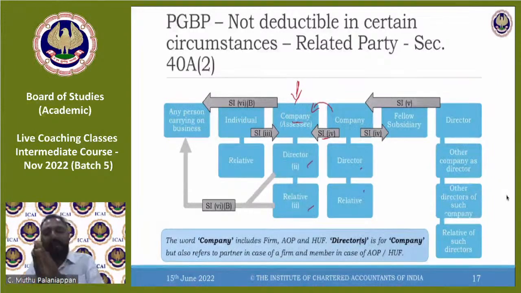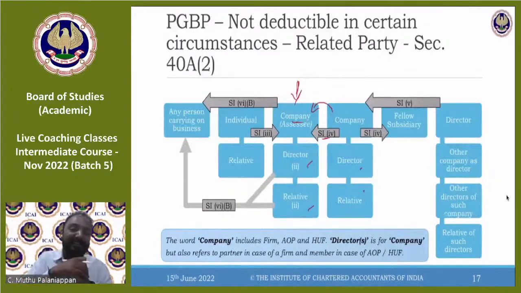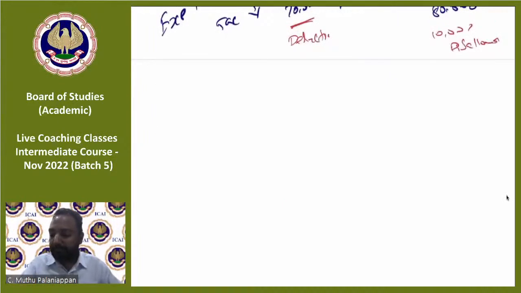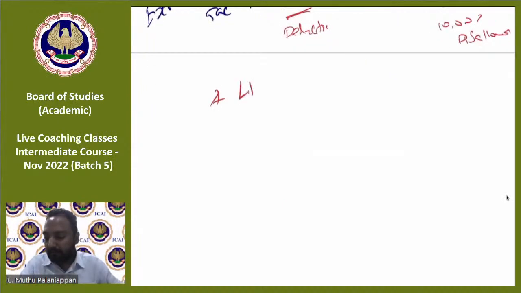Please understand, when a company owns a substantial interest in another company, not just that company, the directors of that company, the relatives of the director, everyone becomes a related party. Similarly, if there is one company, okay, I'll just give you an example. A Limited.